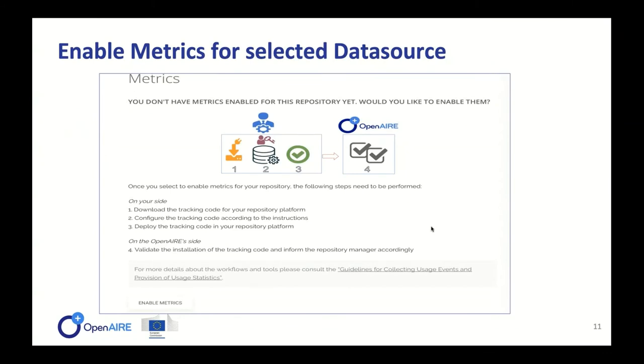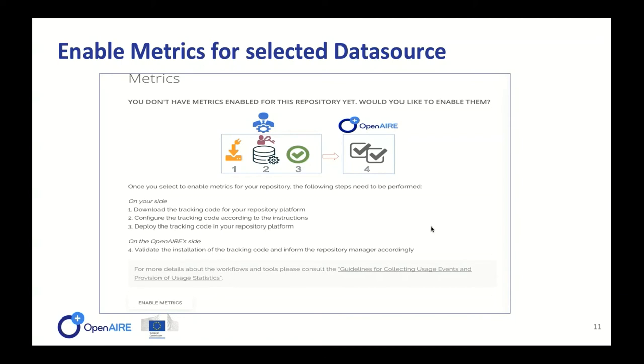For a repository to enable the metrics and access the usage statistics service, we provide in the provider's dashboard information on what you have to do to enable this service. So, for instance, the repository manager has to download the tracking code for the repository platform, configure the tracking code according to the instructions which are provided, and deploy the tracking code.